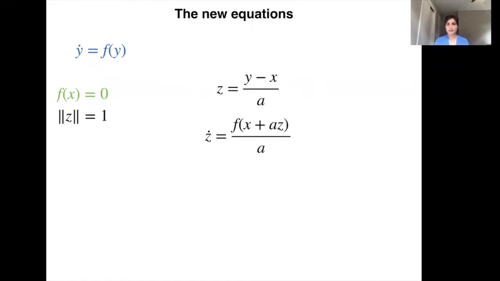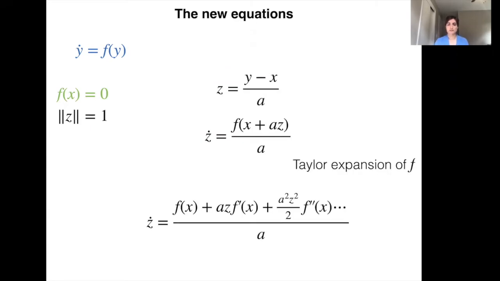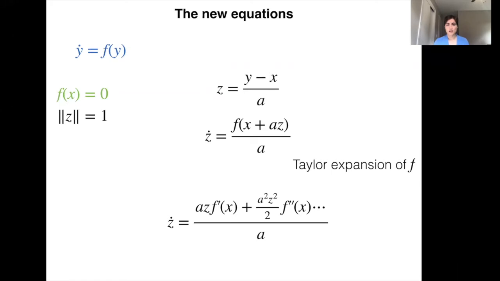So let's replace y with the new variables that we have introduced in our new expanded system, and let's do a Taylor expansion on this right-hand side. So we take az as the perturbation, and we follow the Taylor expansion through it. And we remember that f of x is equal to 0 because we just set it like that. And what happens now is that all the terms of the Taylor expansion have explicitly an a in front. So we have az f prime plus a squared z squared divided by 2 f second, and so forth.